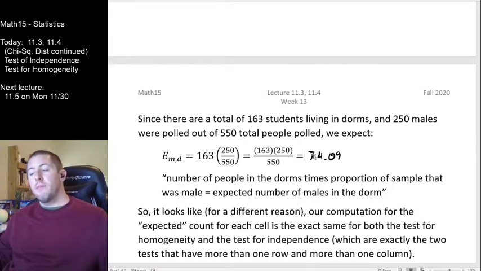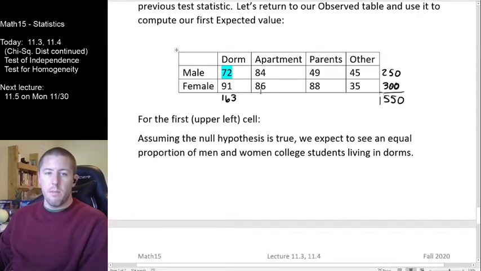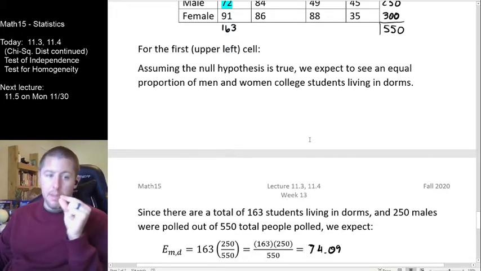Right? So what that says to me is we expect to see, if there is an equal distribution of living arrangements for males and females, then we should have seen about 74 males living in the dorm. We saw 72 males living in the dorm. That's actually really close to what we should have expected to see right there. It seems perfectly plausible then. So this, in a sense, is one small piece of evidence that says, yeah, there is an equal distribution across the two genders out there.